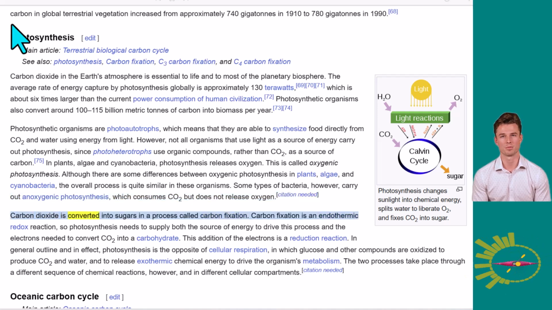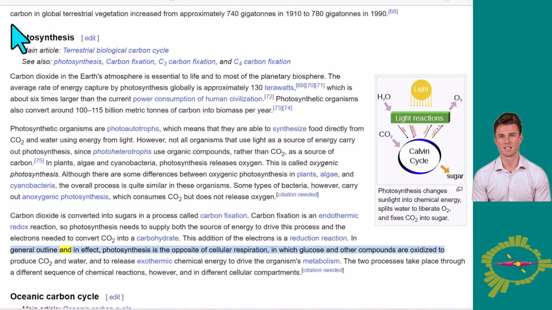Carbon dioxide is converted into sugars in a process called carbon fixation. Carbon fixation is an endothermic redox reaction, so photosynthesis needs to supply both the source of energy to drive this process and the electrons needed to convert CO2 into a carbohydrate. This addition of the electrons is a reduction reaction.